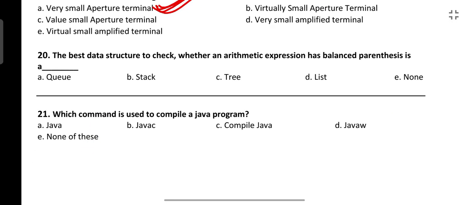Next is, the best data structure to check whether an arithmetic expression has balanced parentheses. Whenever we need to check whether an arithmetic expression has balanced parentheses or not, the best data structure is a stack. So the correct answer here is stack. And this question is for you, a very simple question: which command is used to compile a Java program?